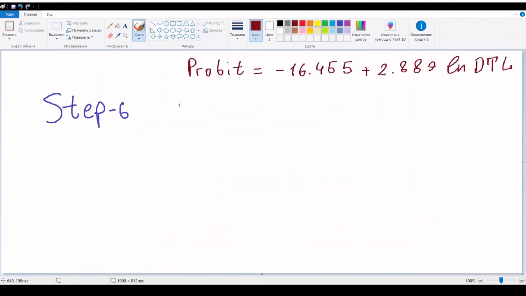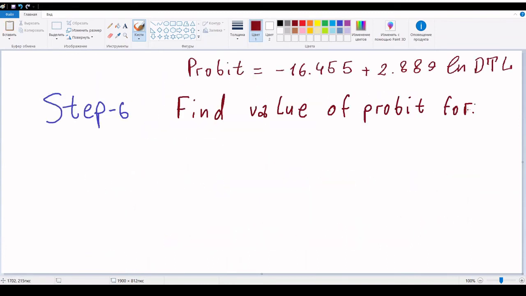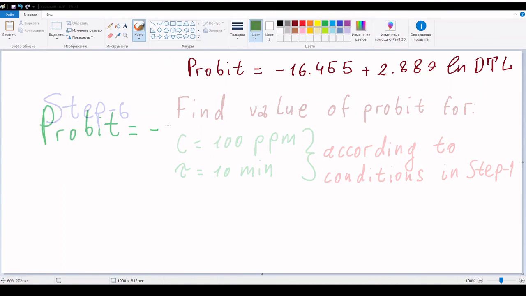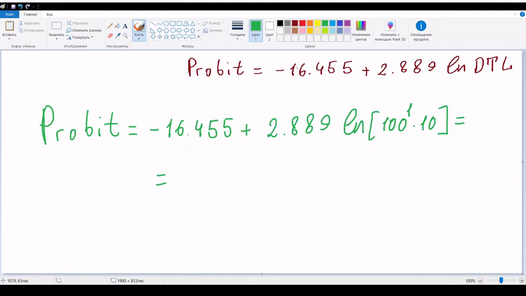Step 6. Find the value of probit for the conditions described in step 1. Using the probit function derived in step 5, we find that probit equals 3.50.